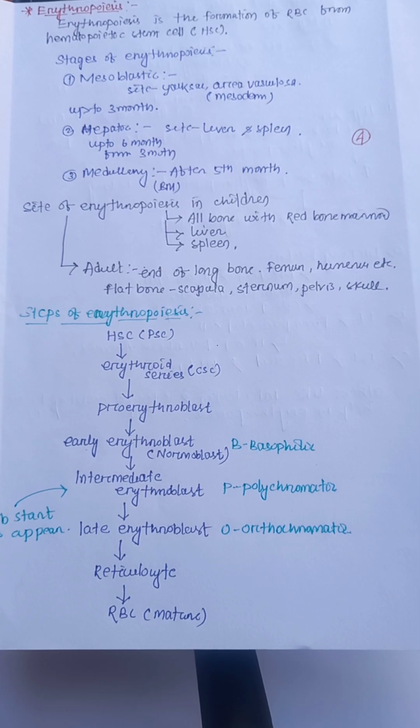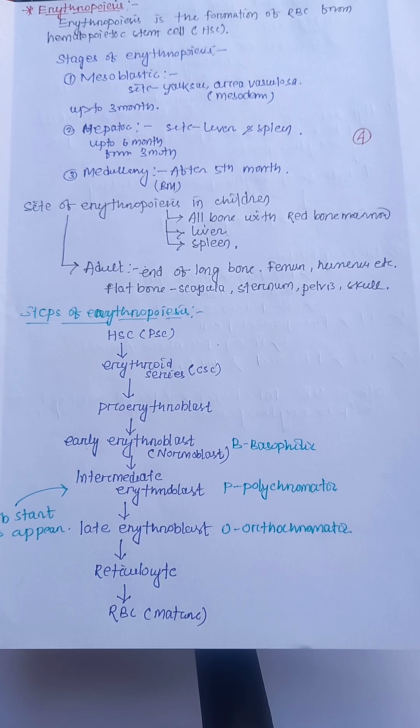Let's see erythropoiesis, one of the important LAQs for university examinations. Erythropoiesis is the formation of RBC from hematopoietic stem cells. If you look at the stages of erythropoiesis, there are three stages. One is called the mesoblastic stage, which is seen in intrauterine life, then the hepatic stage, and the next one is the medullary stage.